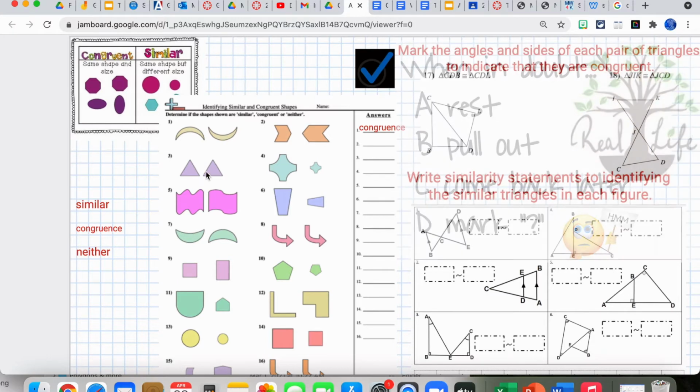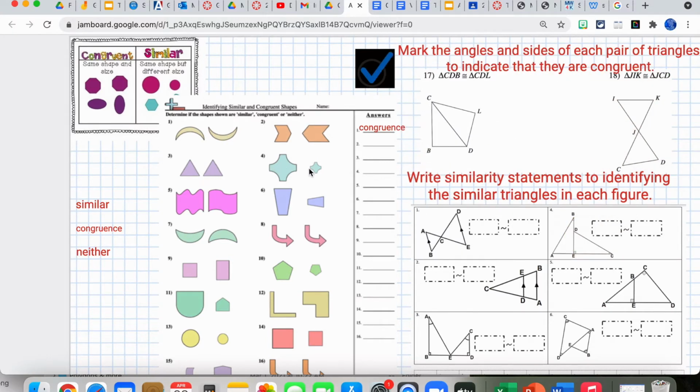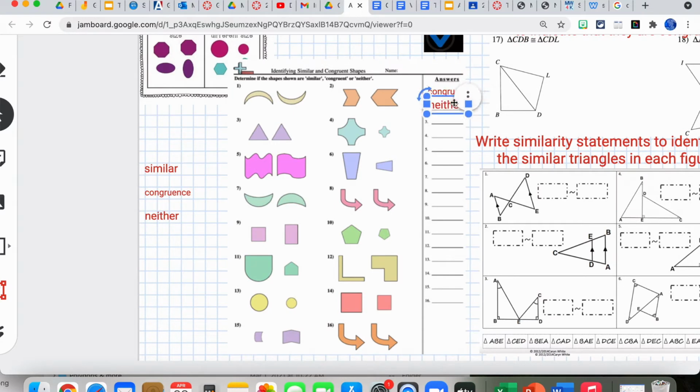Number three, congruent, no doubt about that. Number four, similars, no doubt. We make this one larger, we will get exactly this one. Now, if I make this one larger, I don't necessarily have this one. So I think this number two is very much neither one of those. That's what I'm going to do. I'm going to put neither one for number two.